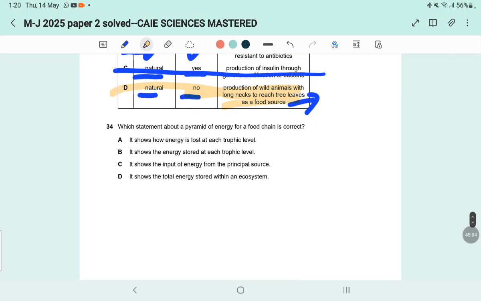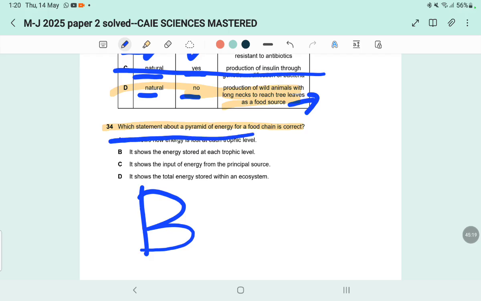Now 34. Which statement about the pyramid of energy for a food chain is correct? For 34, the answer will be B. How is it B? Does a pyramid of energy show how energy is lost at each trophic level? No, it does not show that. It shows the energy stored at each trophic level. Yes, that's true. C. It shows the input of energy from the principal source. No, it does not show that. D. It shows the total energy stored within the ecosystem. No, it does not show that.